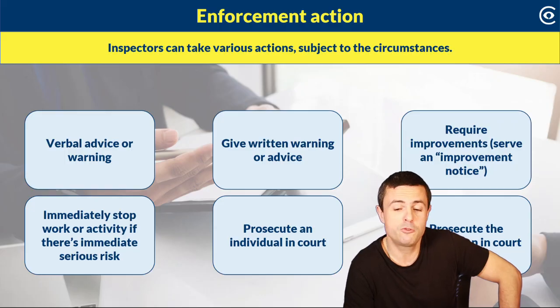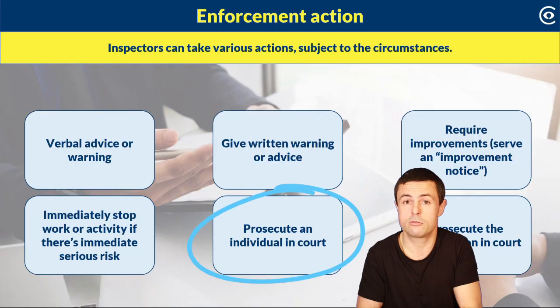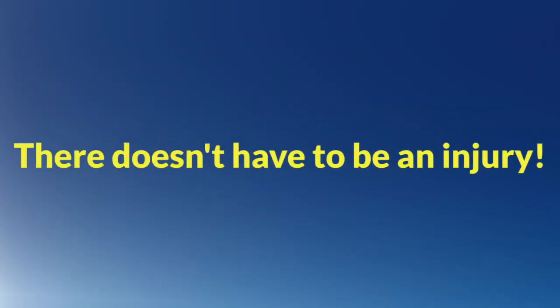The final type of enforcement action they can take is they could prosecute. So they do this when there's a particularly serious case. Now, to be clear, there doesn't have to be an injury for this. Here in the UK, we can get prosecuted even when there's no injury. We just had to have a serious breach, a serious risk, which we failed to control. But no one's been hurt. Doesn't matter if no one's been hurt. Doesn't matter, you still broke the law.